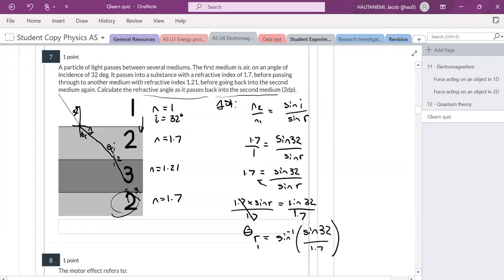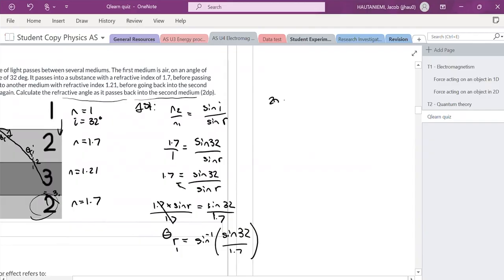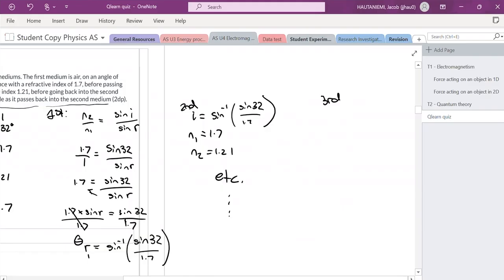That's going to become our new angle of incidence. So i is now equal to whatever this answer is, inverse sine of 32 over 1.7. That's our new one. And now n1 is 1.7, and our n2 is 1.21. And I'll just say etc. You'll have to do it a third time to get the answer.